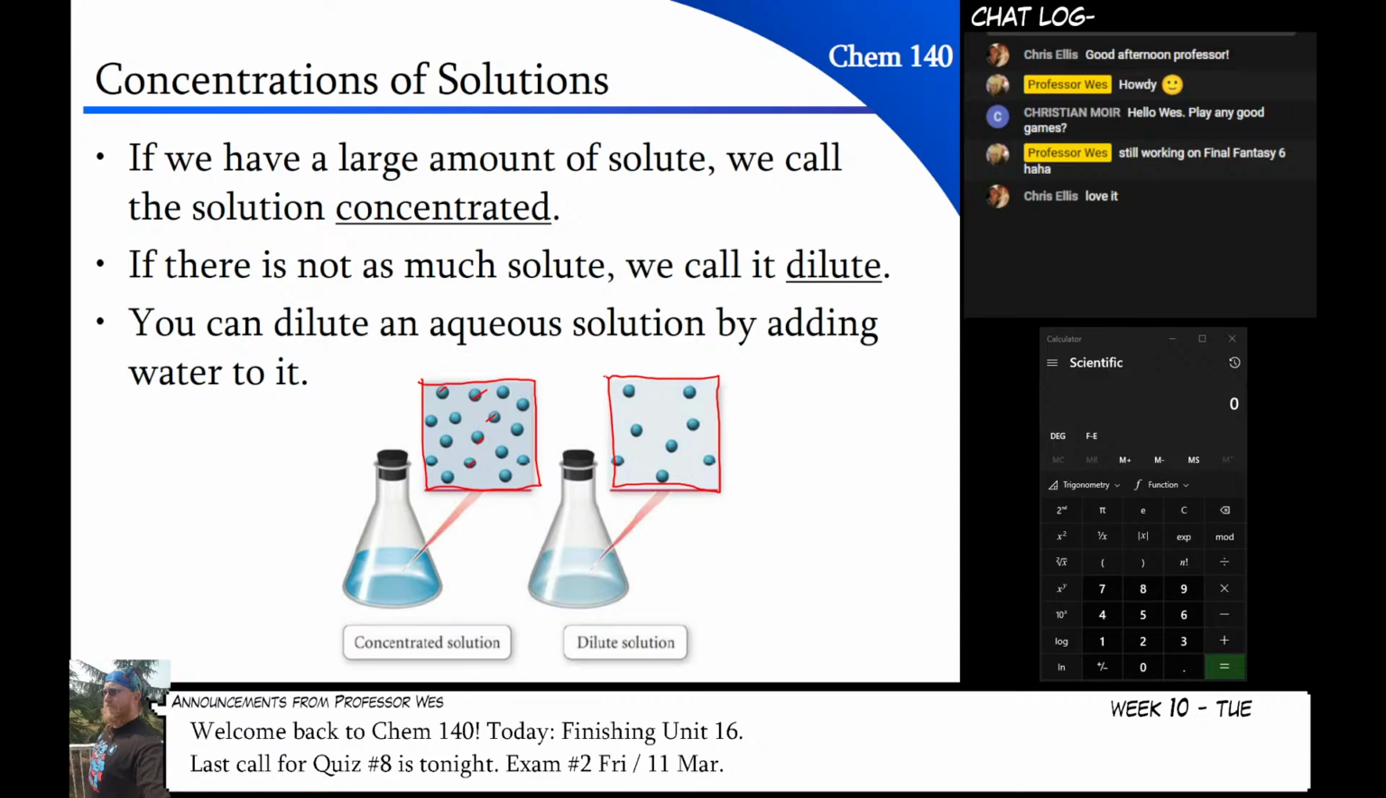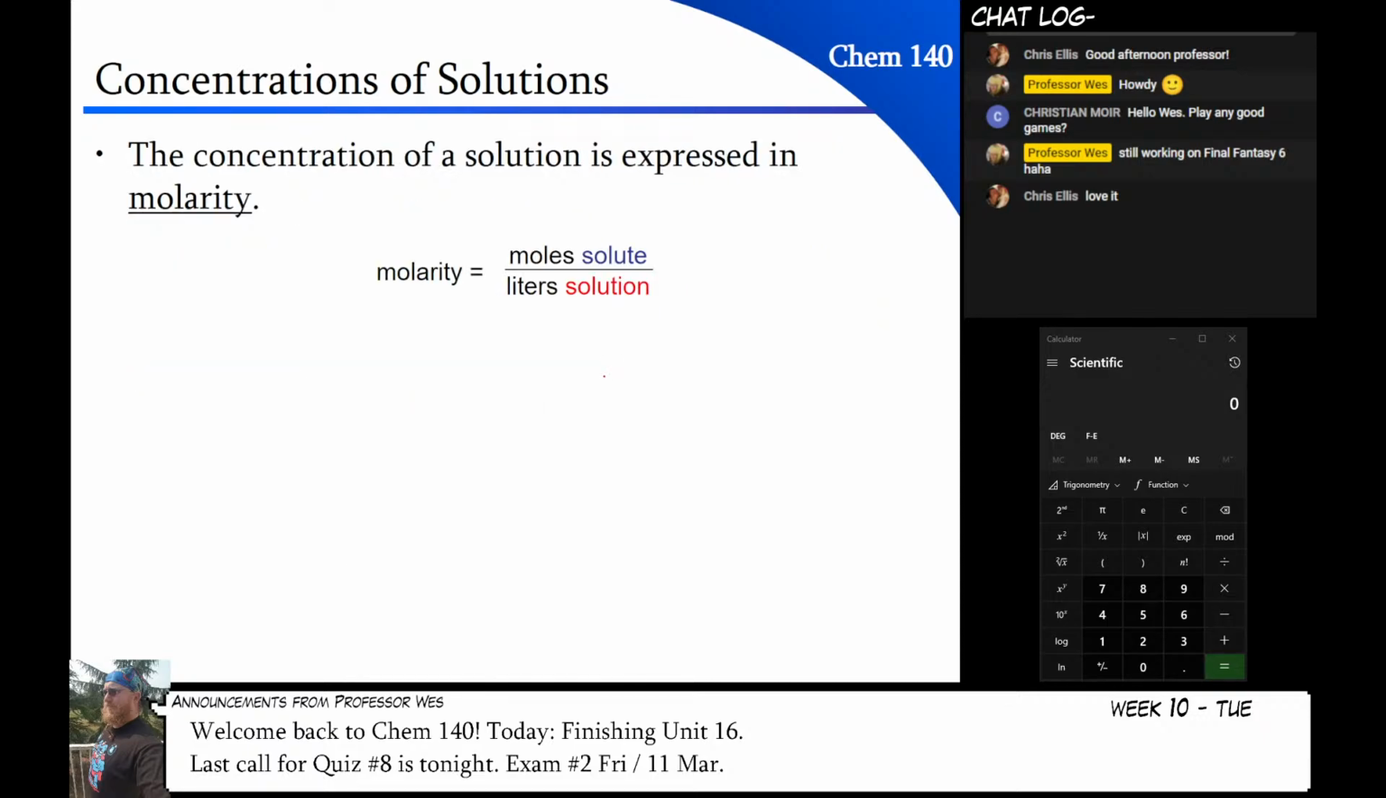Now, the volume that we're going to use is going to be a liter. And the units that we're going to use for concentration are called moles. So, well, you know what moles are. So, the units related in this manner give us this new unit called molarity. If I count the number of moles of solute in 1 liter of solution, I will get its molarity.